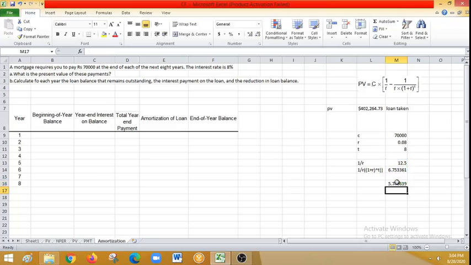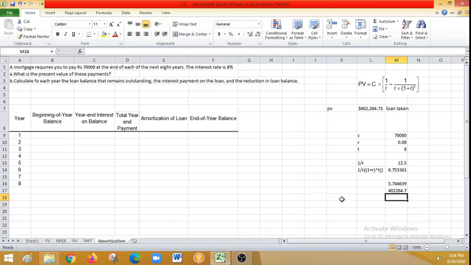So there is one more function here. I have to multiply it by c. What is c? C is 70,000. So take this value, multiply by 70,000. See here, 4,02,264. Either using the inbuilt function available in Excel or going by the formula, we are getting the same answer.